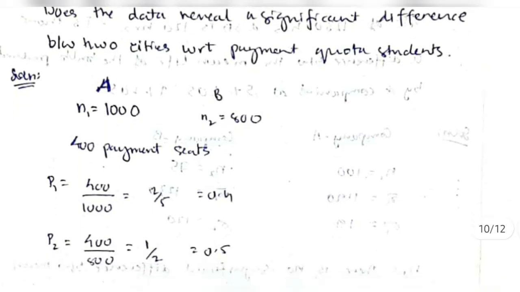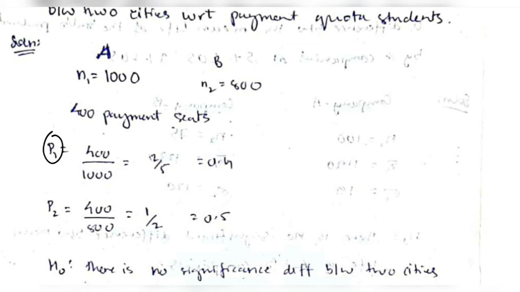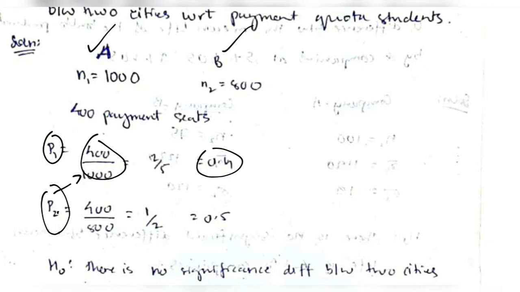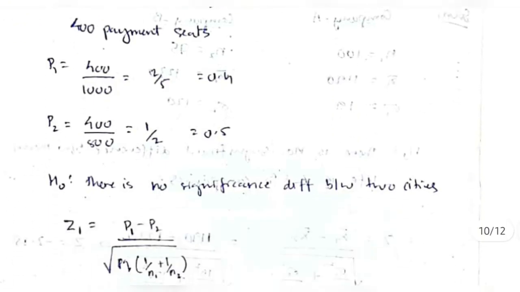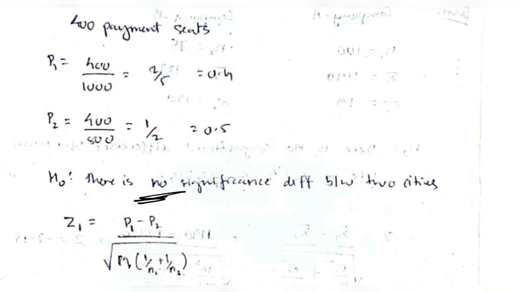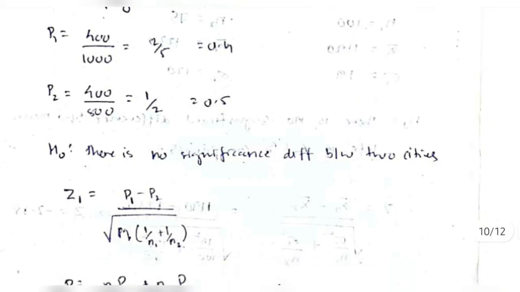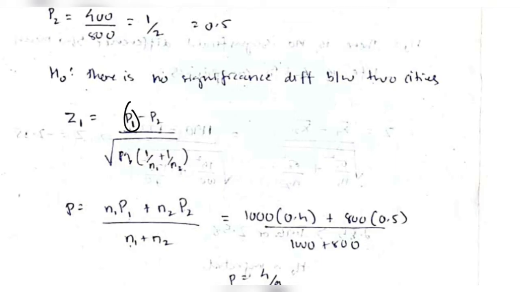And after that what's the success rate? 400, right? So what's the probability? P1 we are taking for city 1, and P2 for city 2. P1 is 400 by 1000, which is 0.4, and P2 is 400 by 800, which is 0.5. Therefore after that we will be taking the hypothesis as there is no significant difference between the two cities. After that we will be writing the formula: P1 minus P2 by square root of PQ times (1 by n1 plus 1 by n2).